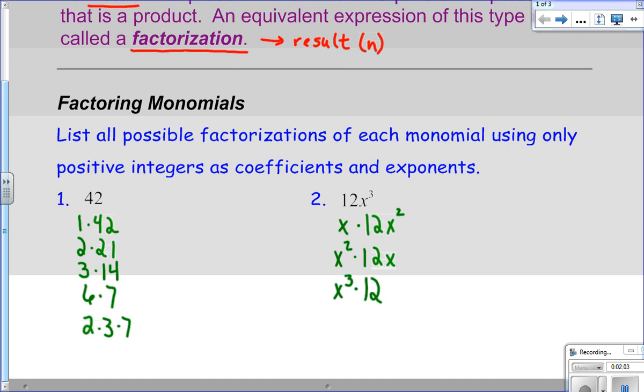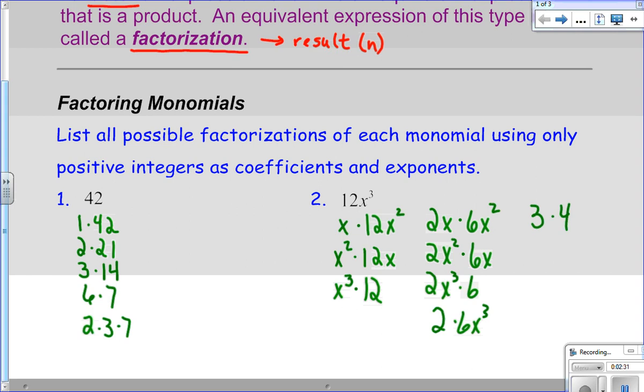Then you could think of our combinations using 2 and 6. 2x times 6x squared. 2x squared times 6x. 2x to the third times 6. You could also say just 2 times 6x to the third. And then you could also list all the factorizations of 12x to the third using the coefficients 3 and 4. So 3 times 4x to the third, or 3x times 4x squared. And you could think of some more combinations that you could make as well.